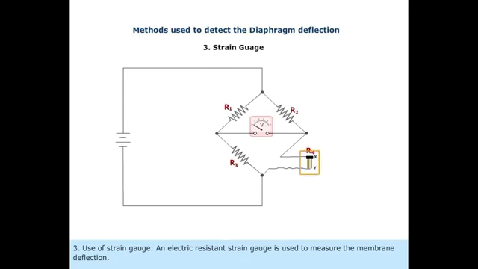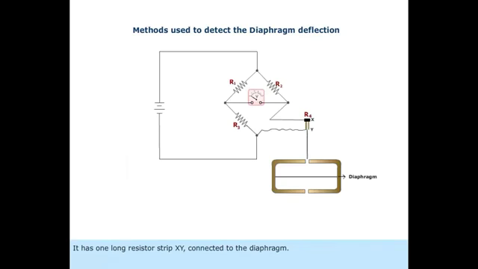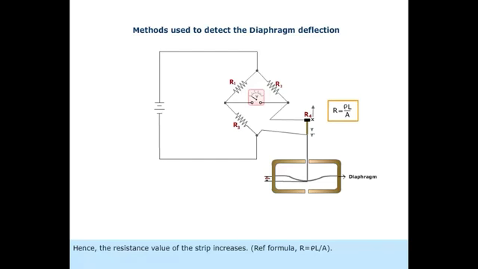3. Use of strain gauge. An electric resistance strain gauge is used to measure the membrane deflection. It has one long resistor strip XY connected to the diaphragm. In that, X is fixed and Y is movable. As the diaphragm bends, it stretches out the resistor from XY to XY'. This stretching causes reduction of area of cross-section of the strip and increases its length. Hence, the resistance value of the strip increases. Refer formula R equals rho L divided by A.